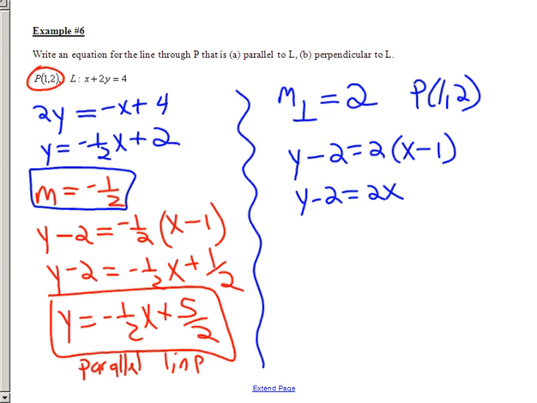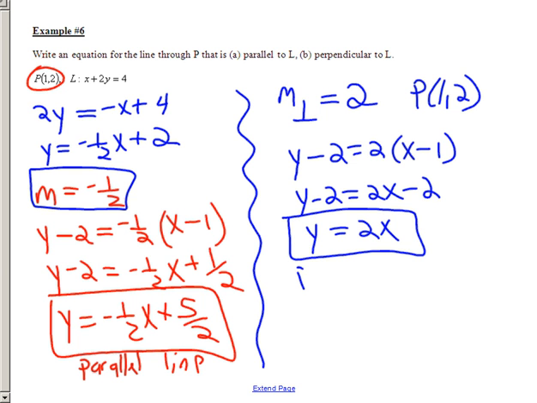Distribute the 2, distribute the slope, add the negative 2 to the other side. Negative 2 plus positive 2 is 0. That is okay. Don't be surprised when you get equations of lines that look like this. This is the perpendicular line. The perpendicular line has a slope of 2 and a y-intercept of 0.